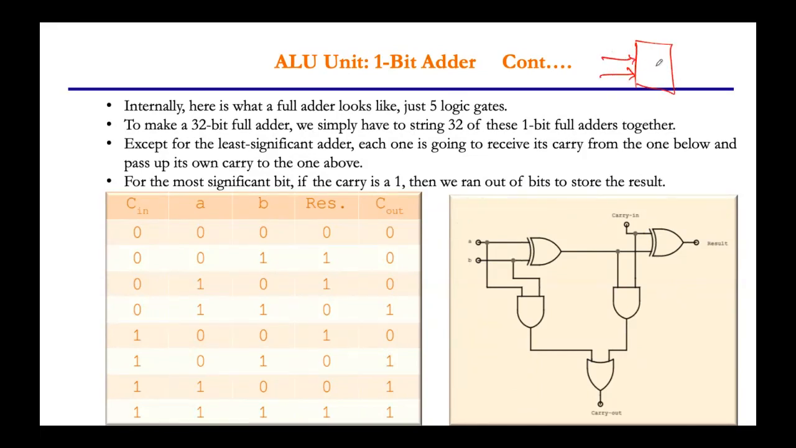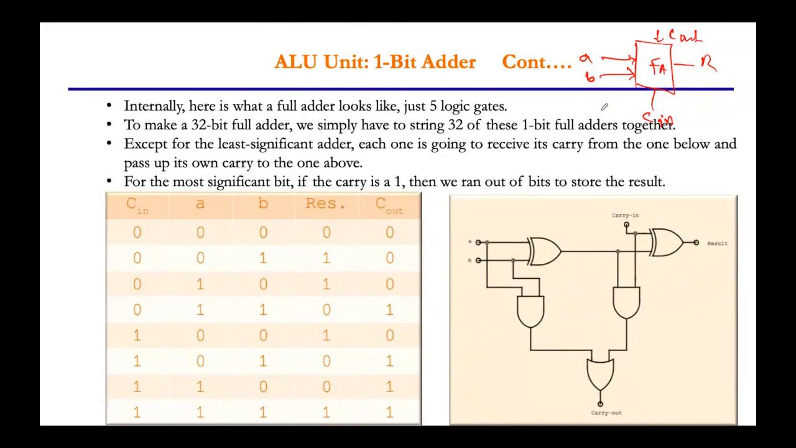There will be 2 inputs, right? In a full adder, 2 inputs: this is A, this is B. This one is carry in. You have the carry out, and finally you have the result, right?